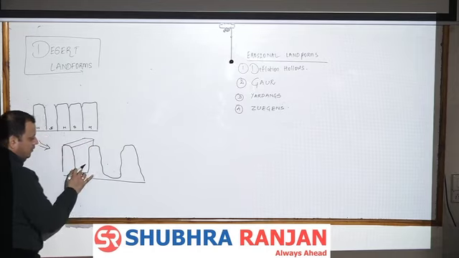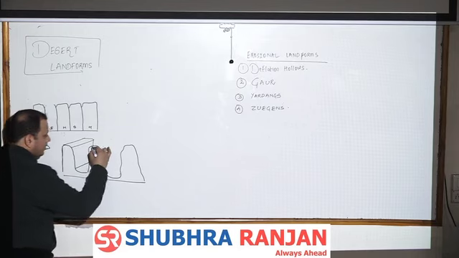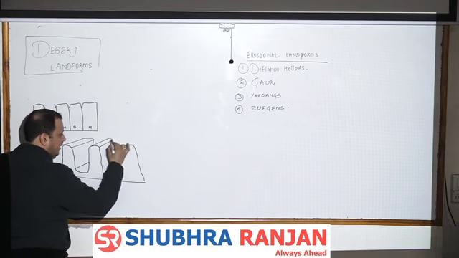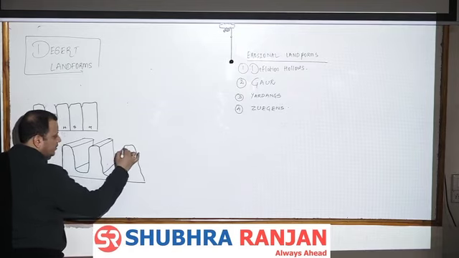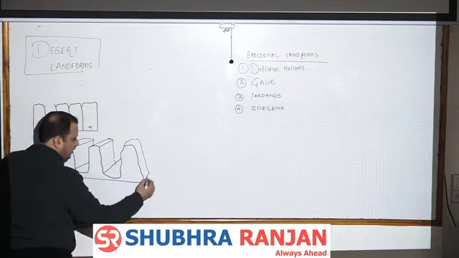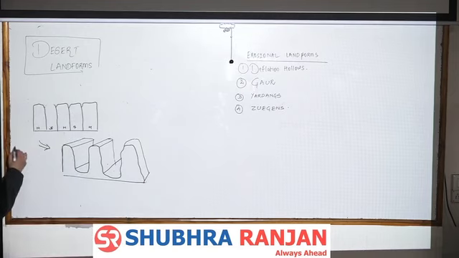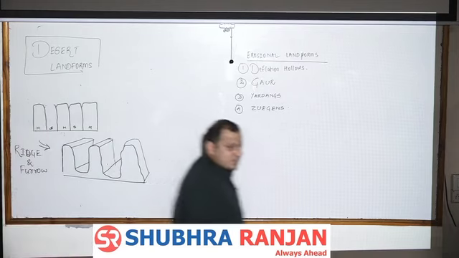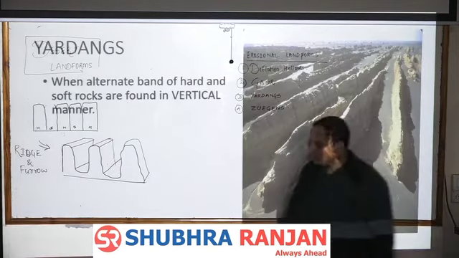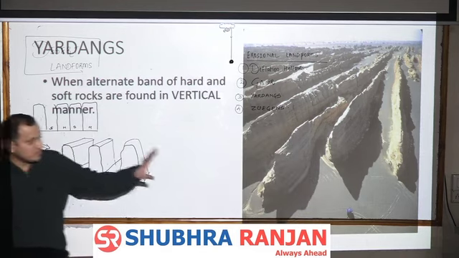which has not eroded. What happened to the soft rock? It has eroded. The hard rock has not eroded. Getting it? Fine. And the soft rock has got eroded, and the hard rock is not eroded. So this results in the formation of ridge and furrow. Furrow means lane, by-lane, valley topography. So when this happens, it is known as Yardangs. This is what Yardangs are.